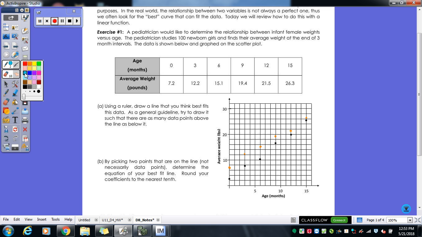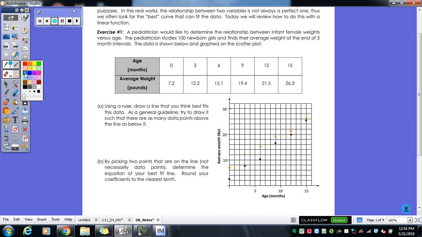So using a ruler or any kind of straight edge you have at your desk, I want you to draw a line that you think best fits this data. As a general guideline, try to draw it such that there are as many data points above the line as there are below the line. So that's what our line of best fit does. It goes through the middle, so you want to have equal numbers above and below.